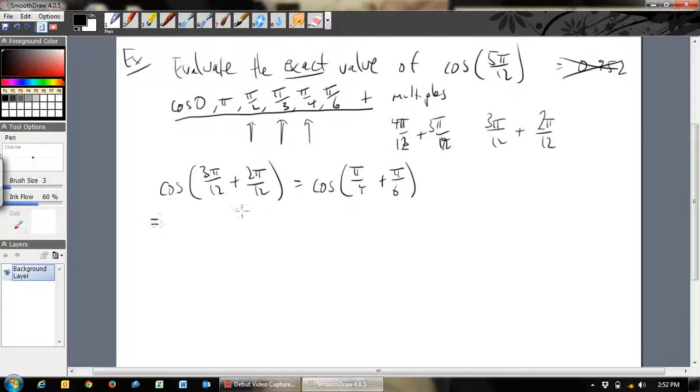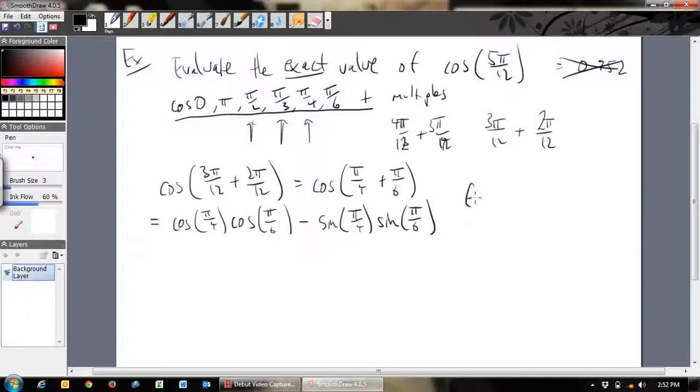Looking at your formula, just plug it in. This is equal to cos pi on 4 times cos of the second one, cos pi on 6. And this is addition, so in the formula it will be minus sine of the first one times sine of the second one. It's straight out of the formula. If you don't know where this is coming from, look at your formula sheet.